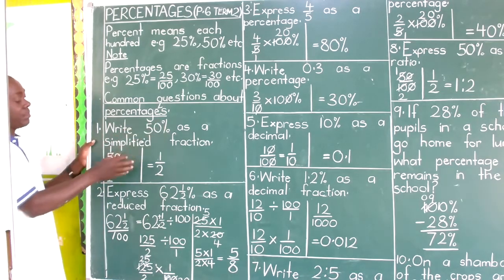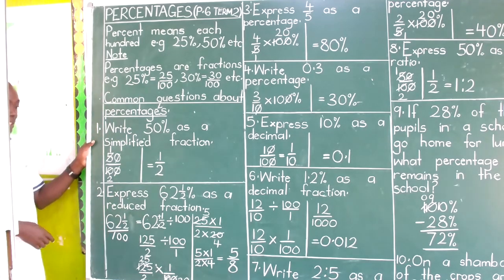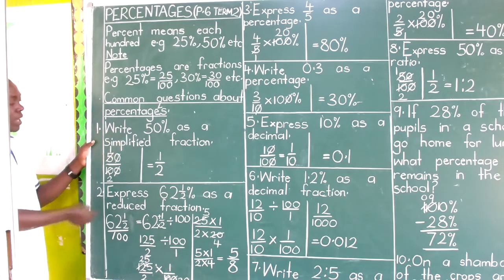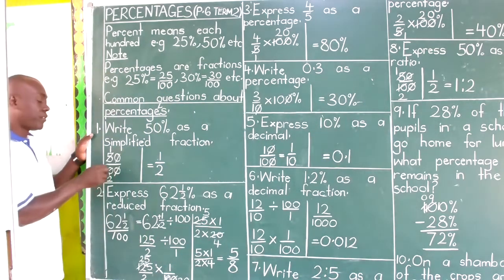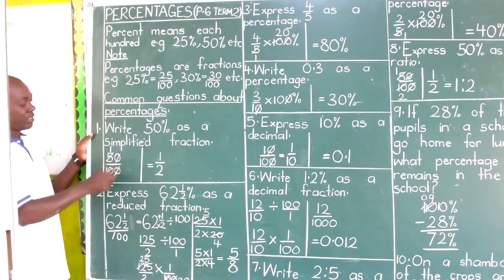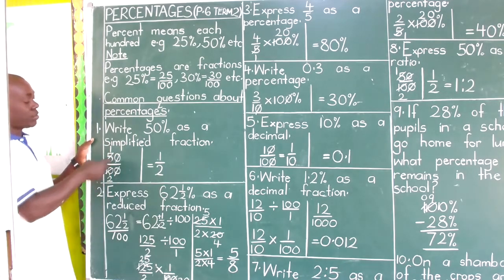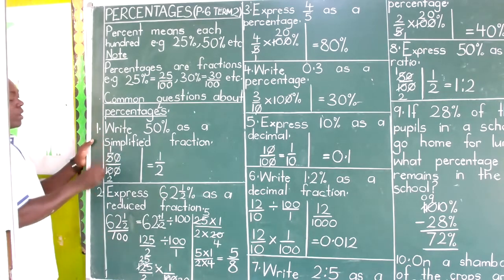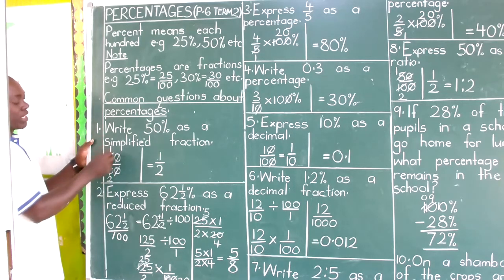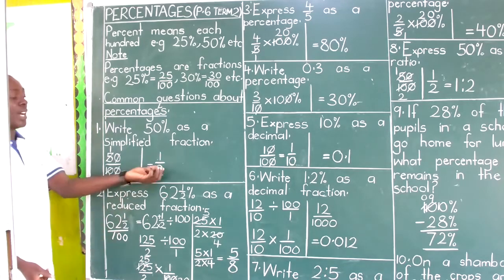So 50% as outlined before is 50 out of 100. Now we are going to simplify or reduce it. First we cancel by 10, where 50 divided by 10 gives 5, and 100 divided by 10 gives 10. So 5 out of 10. This can further be reduced by 5: 5 divided by 5 is 1, 10 divided by 5 is 2. So you get 1 out of 2, or a half. So 50% as a simplified fraction is a half.